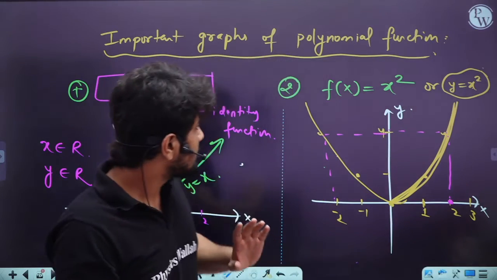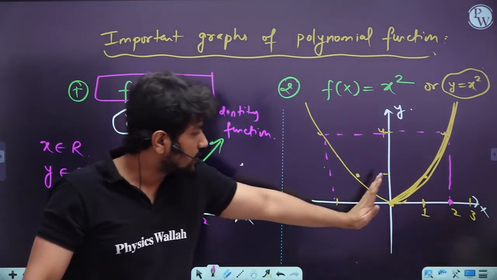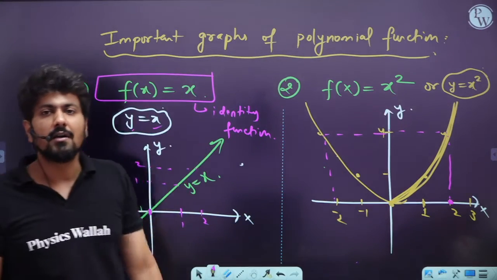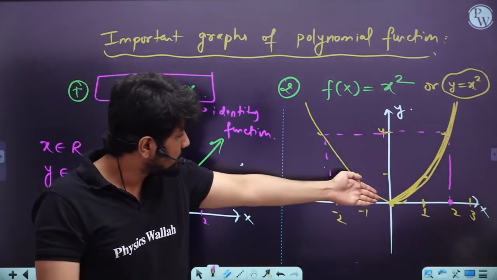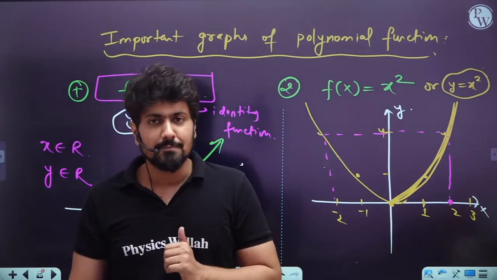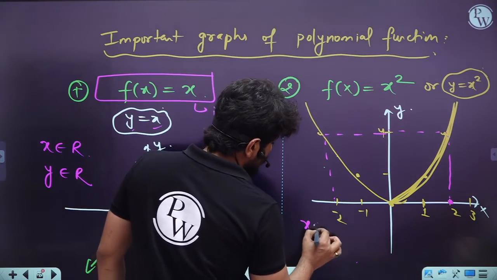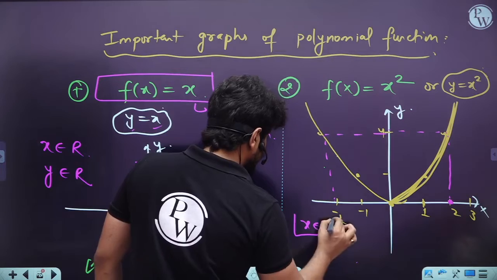Okay, if I ask you what's the domain and range for this graph? Now again, if I ask you what's the leftmost point, you can't comment about the leftmost point because leftmost point is minus infinity. What's the rightmost point? That is plus infinity. So its domain is all real number. x belongs to all real number. This is the domain for this one.